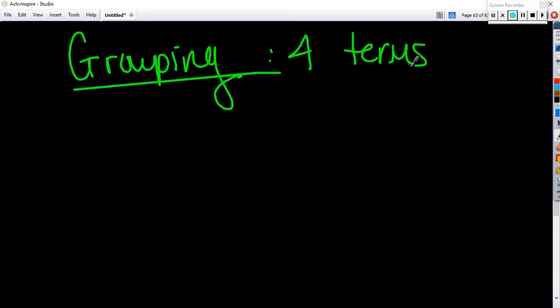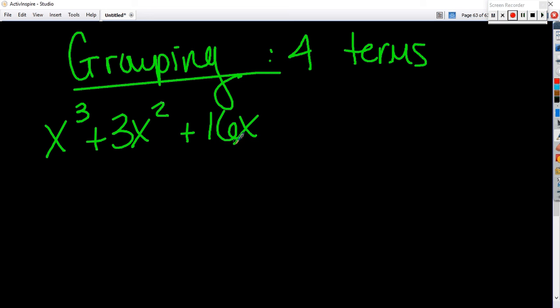Okay, let's do this. Let's do x to the third plus 3x squared plus 16x. Is this going to do? I thought we just need one more time. Plus 48.